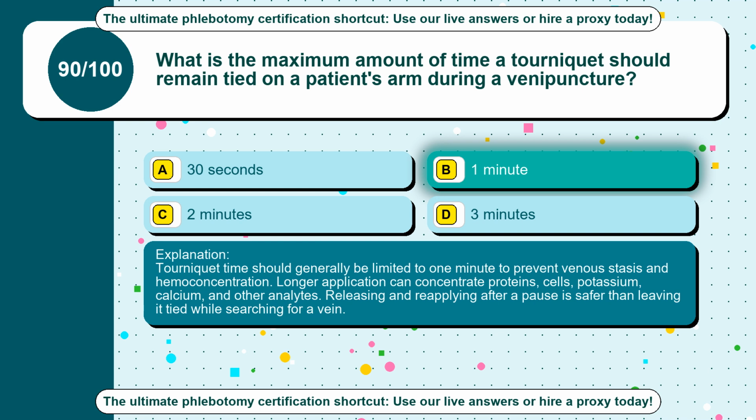Tourniquet time should generally be limited to 1 minute to prevent venous stasis and hemoconcentration. Longer application can concentrate proteins, cells, potassium, calcium, and other analytes. Releasing and reapplying after a pause is safer than leaving it tied while searching for a vein.